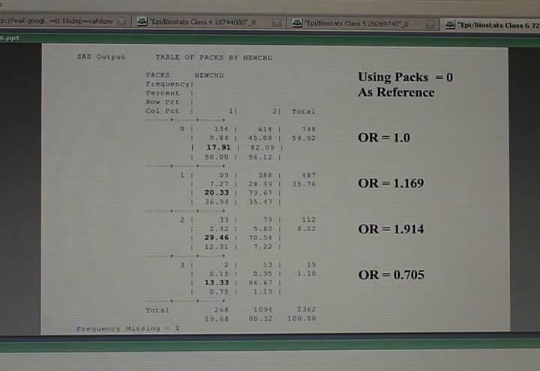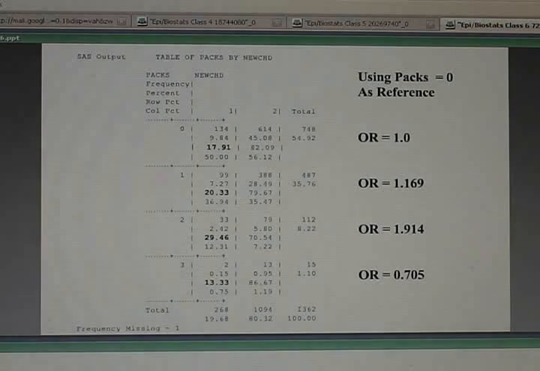Compared to the 1-pack-a-day smokers, 487 of them, of which 99 developed disease during the follow-up. That's a higher risk of 20%. So notice your risk goes from 17% up to 20% when you move from the non-smokers to the 1-pack-a-day. When you move to the 2-pack-a-day smokers, it actually goes up even higher to almost 30%, 29%.